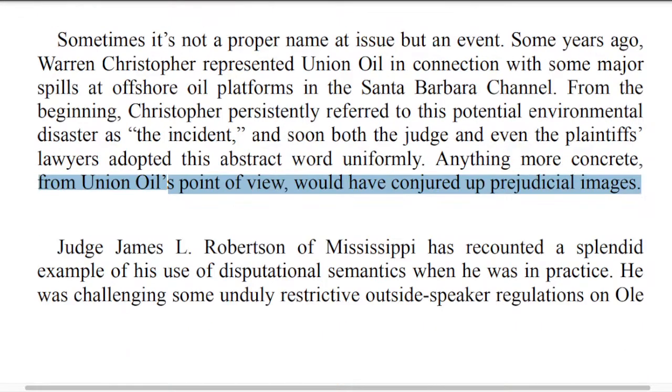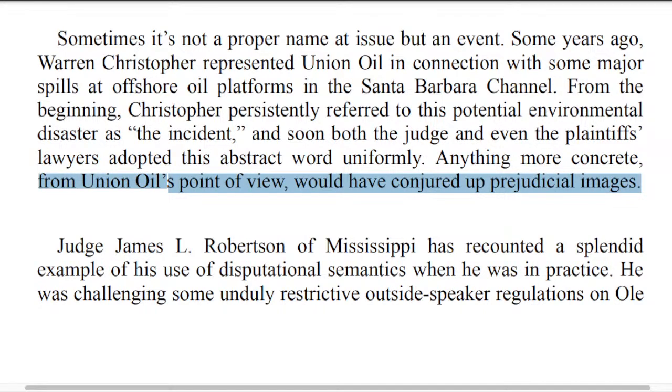Interesting there. So the terminology that you use to define your case, your argument, should be something that subliminally reinforces any kind of benefit that your side would have in the minds of judges, juries, and if you can get the opposing side to adopt your terminology, all the better. Interesting there, too.